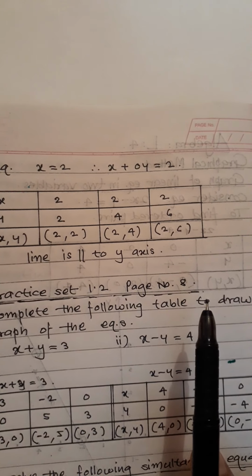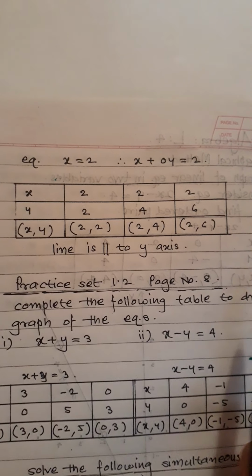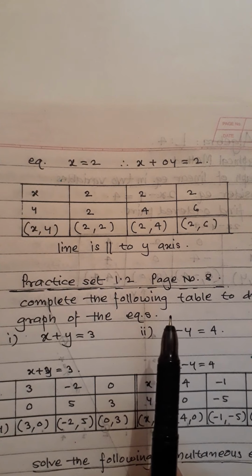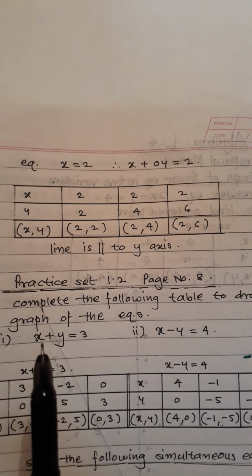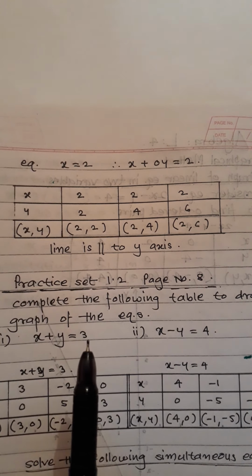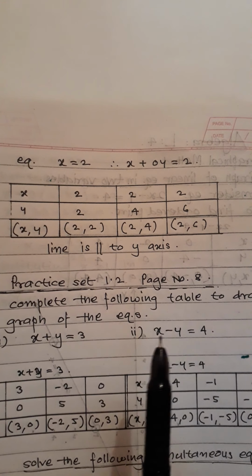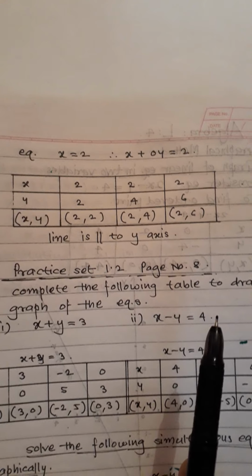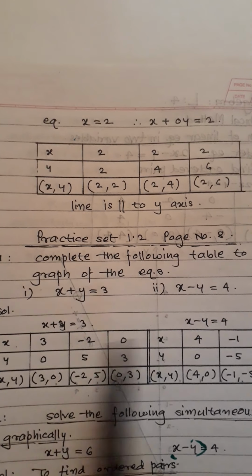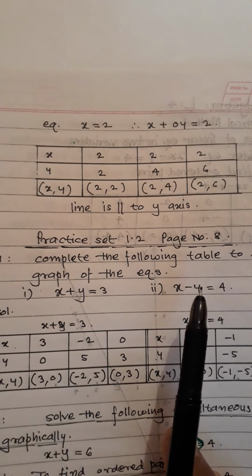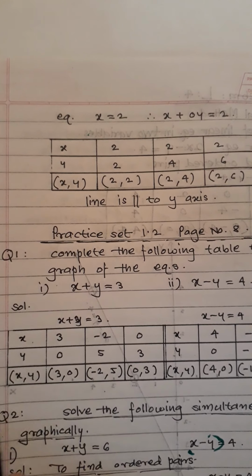Complete the following table to draw a graph of the lines. Two equations are given. First equation, x plus y is equal to 3. Second equation, x minus y is equal to 4. Then find the solution. Find ordered pairs of each equation. In this way, prepare this table.